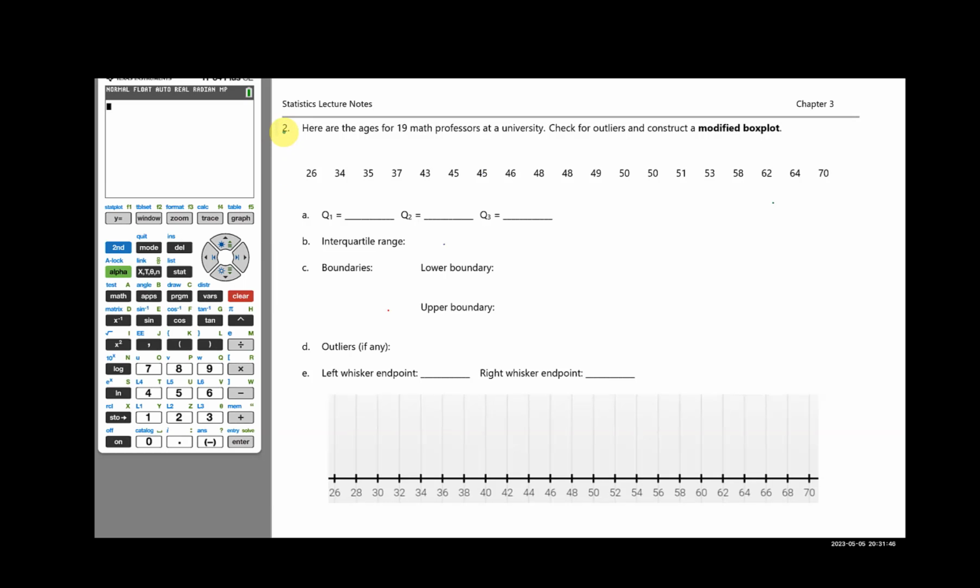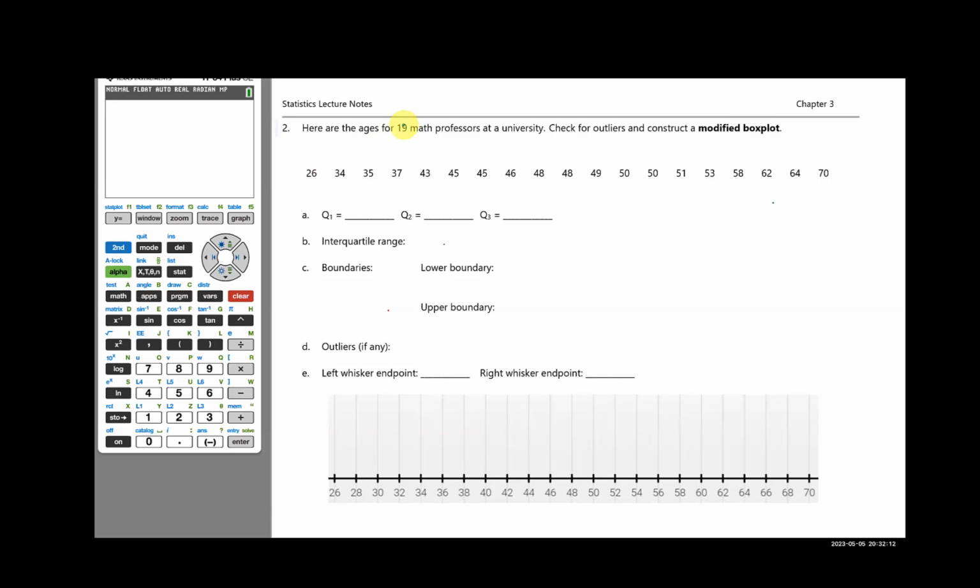Welcome. Let's take a look at number 2. Here are the ages for 19 math professors at a university. And you'll notice I did put the data in order for us, so they are sorted. We'd like to check the professors to see if there are any ages that would be considered outliers. And then we will construct the modified box plot.